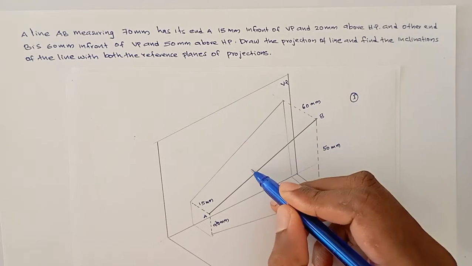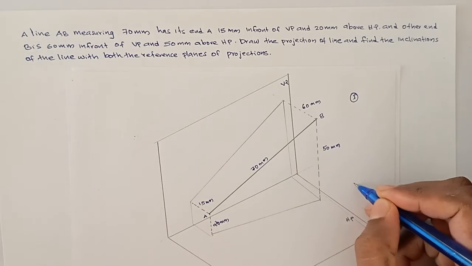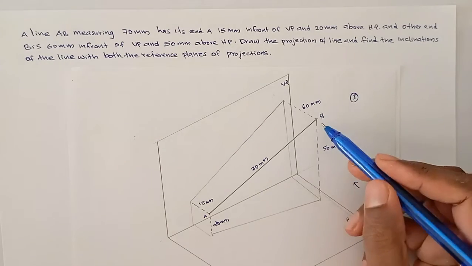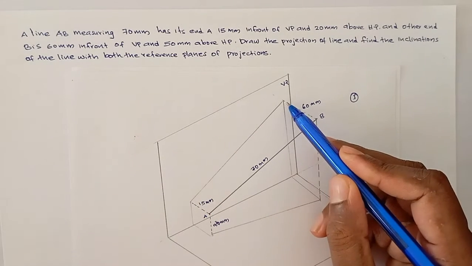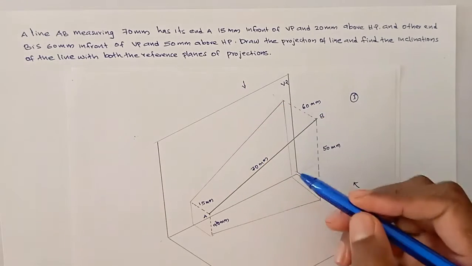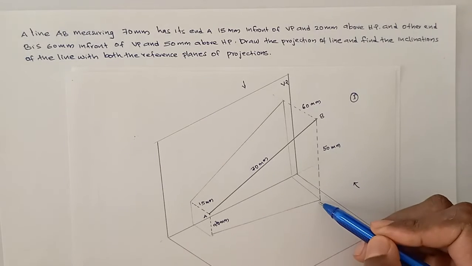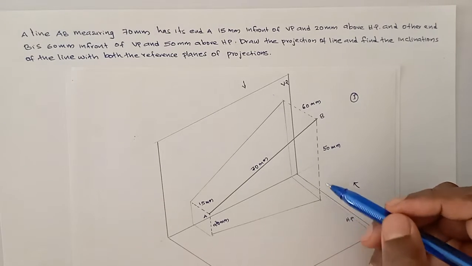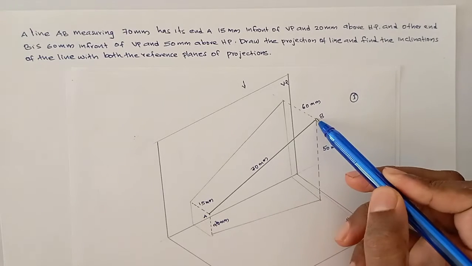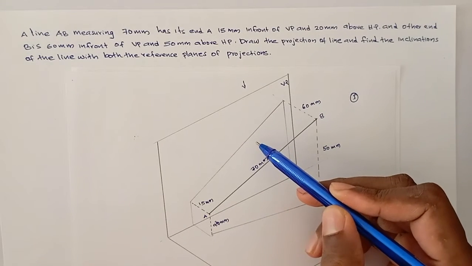What is the length of the line? Length of the line is 70 mm. So when we are looking from this side, we will get a front view. What will be the front view? It will be a straight line. And when we are looking from the top side, we will get a top view in the horizontal plane. And my question is, what is the length of this line? This is 70 mm.